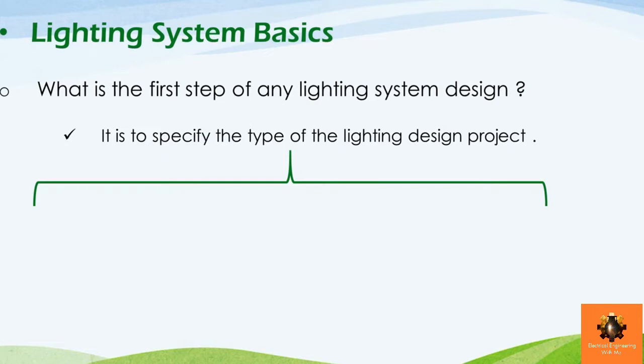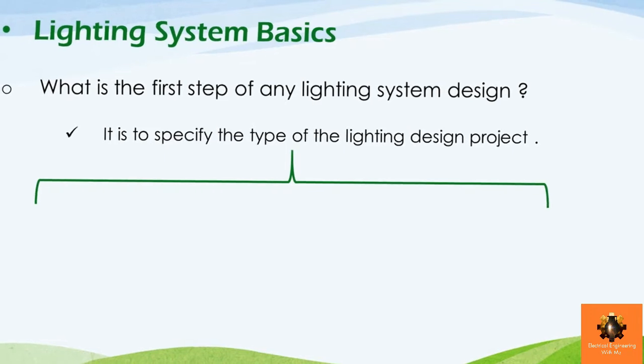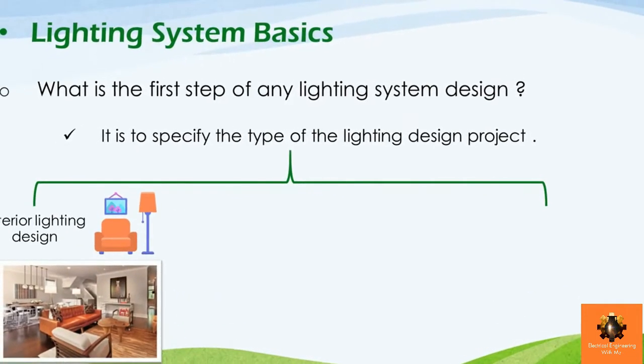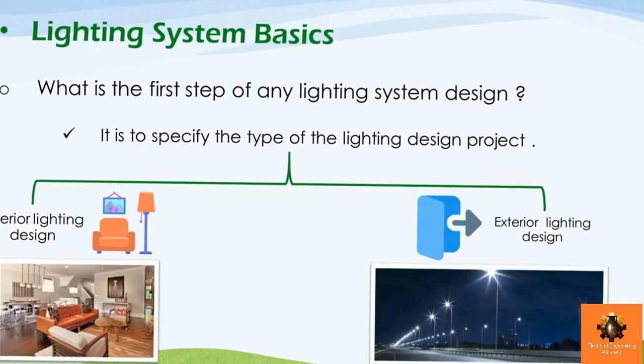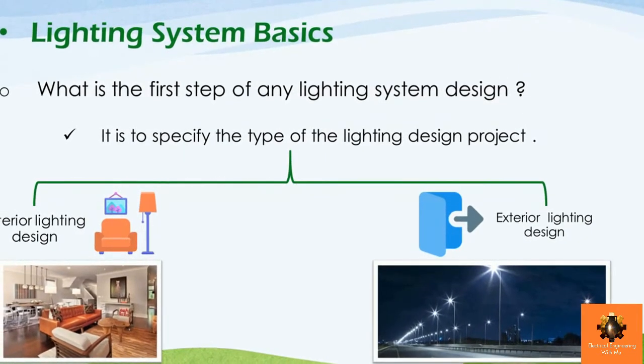So we need to specify first the type of the place. And for that we have two kinds of places that we need to make the lighting system for. The first one is called the interior design, and the interior designs are designs like that home here in that figure. And the second type is the exterior lighting system design, as you see here, this design for the outdoors. So according to the type of the lighting design, we will specify the steps of the design.